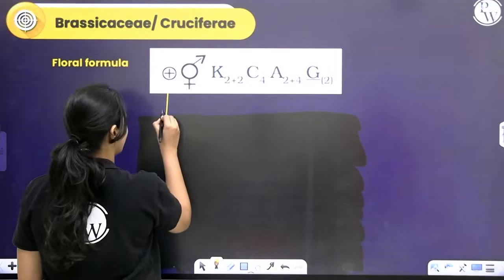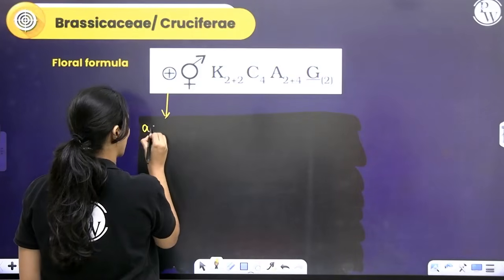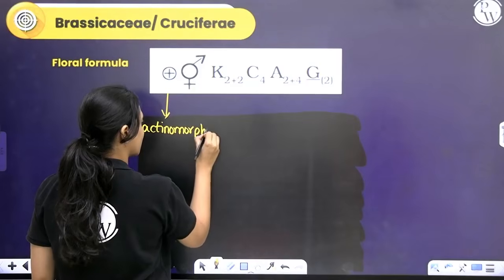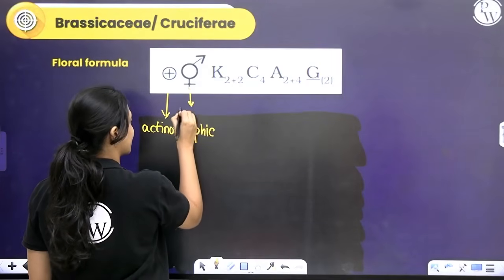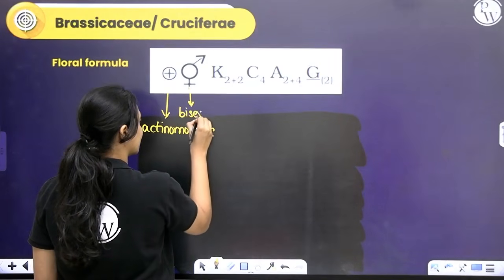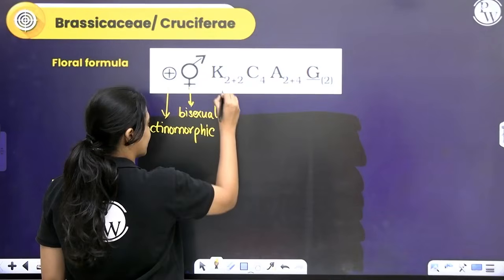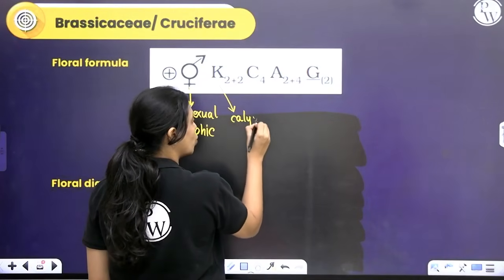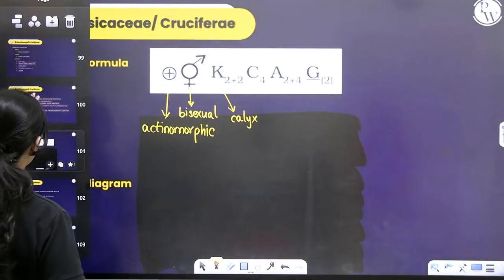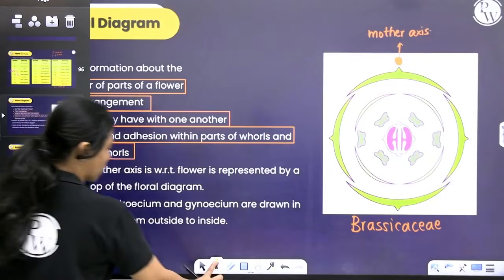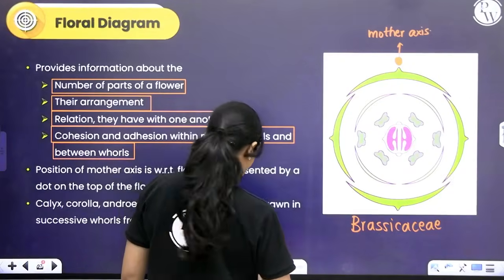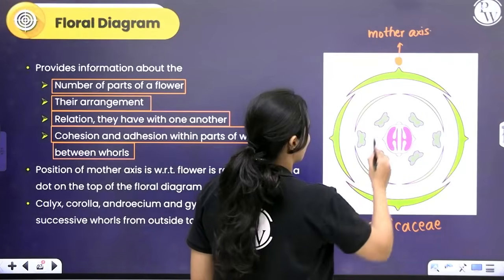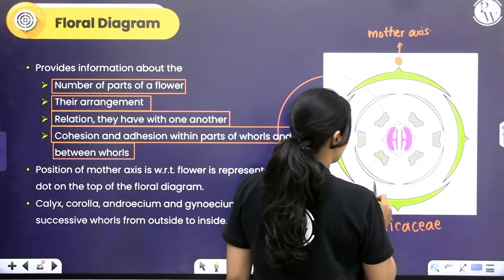This symbol here represents that it is actinomorphic. This represents that it is bisexual. This represents that the calyx is present in 2 whorls. We saw that here in the Brassicaceae family, the calyx was present in 2 whorls, right? So here is the outer whorl. This is the outer whorl.